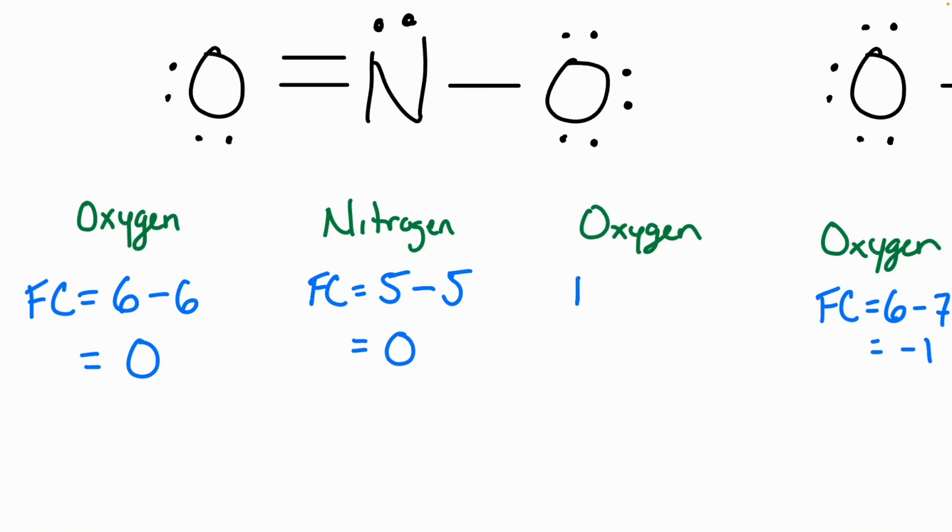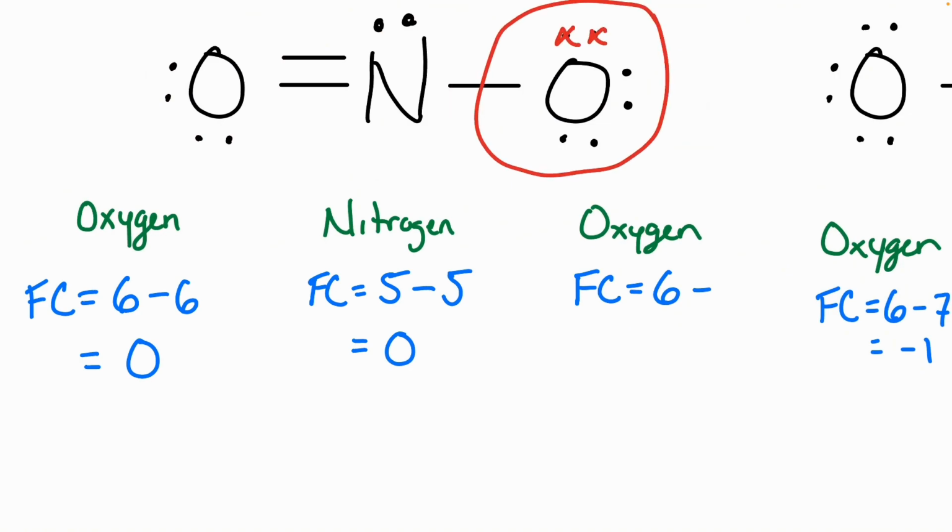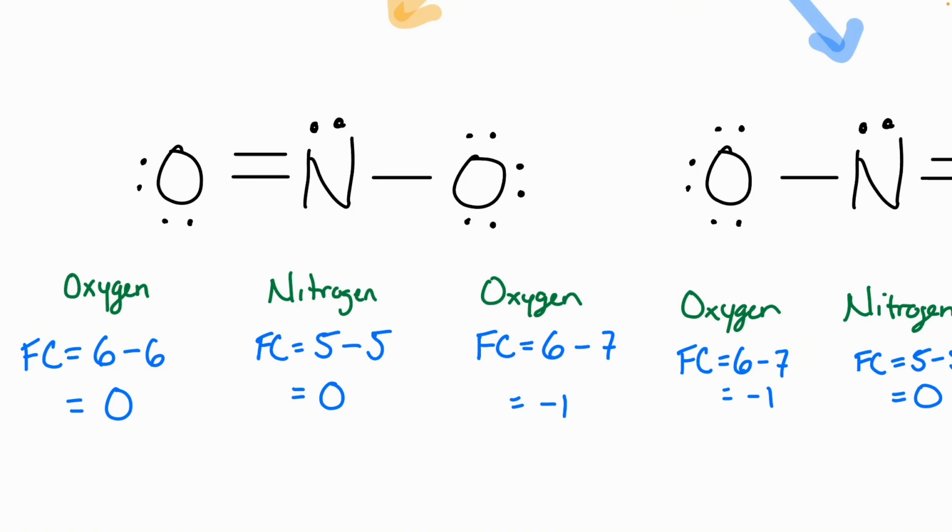And if I go to my last oxygen, again, oxygen has 6 valence electrons. I'm going to subtract how many are in my structure here in my bubble. 1, 2, 3, 4, 5, 6, 7. So this oxygen has a formal charge of -1. Right? So this atom has a formal charge of 0. This atom has a formal charge of 0.